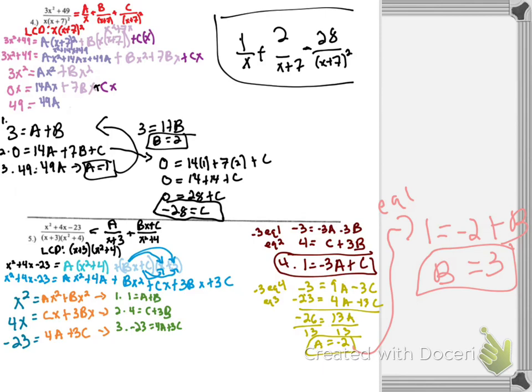So for our last one, we're going to take equation 2. And inside equation 2, I now have 4 equals c plus 3 times 3. I have 4 equals c plus 9. I'm going to subtract 9 over. We have c equals negative 5.